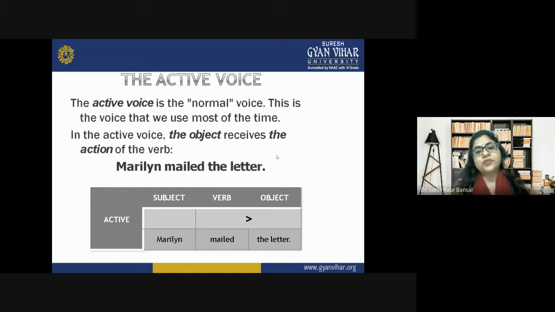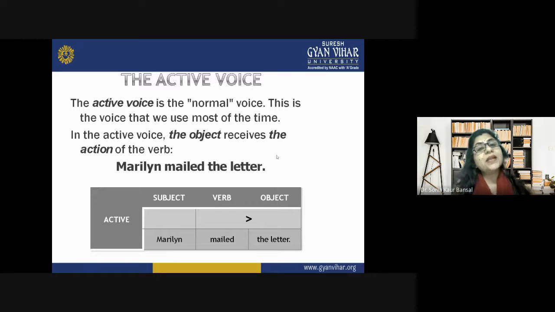This is the voice, students, that we use most of the time. In the active voice, the object receives the action of the verb. So here is one example quoted in front of you: Merlin mailed the letter. Now, just divide this sentence into subject, verb and object. Then you will come to know how it is active in its voice. Merlin is the subject, the verb is mailed, and the object is the letter. It means the object, the letter, is receiving the action of the verb. The action is mailing.